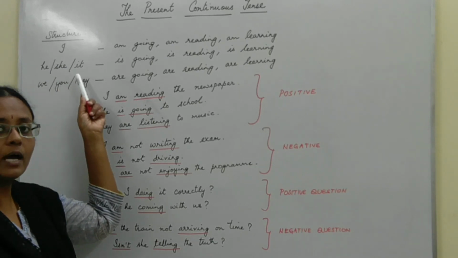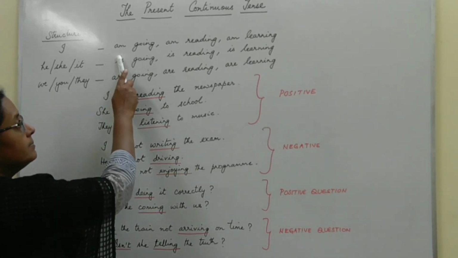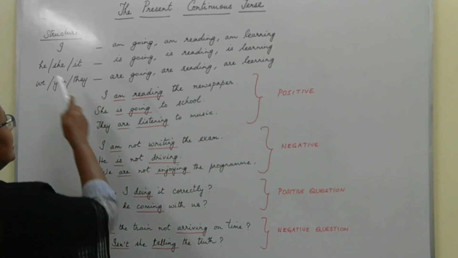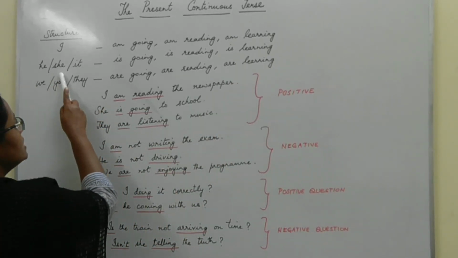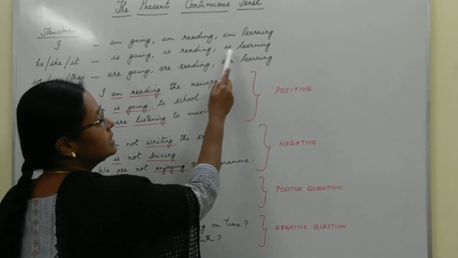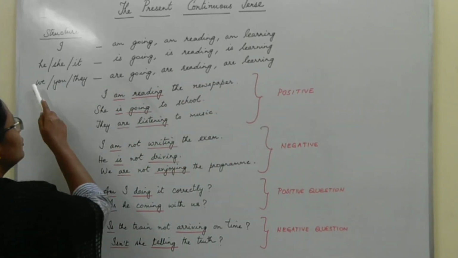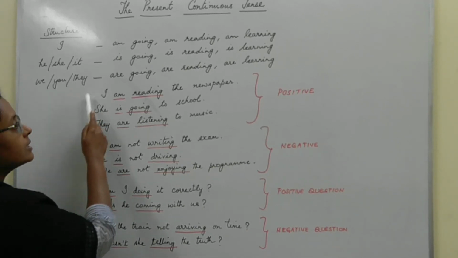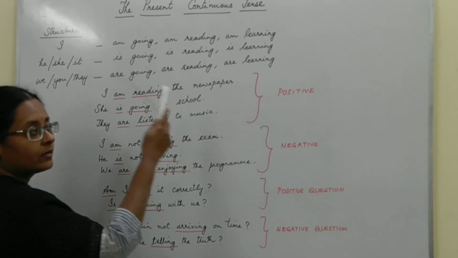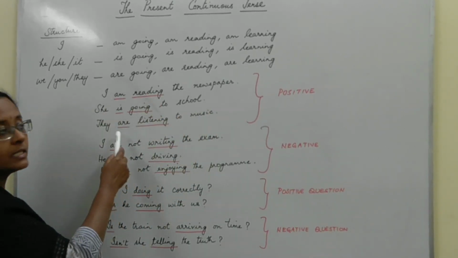For the subject pronoun I, it's am going, am reading, am learning. And for the subject pronouns he, she and it, is going, is reading, is learning. And for we, you and they, it's are going, are reading, are learning. Right? Let's see the full sentences.